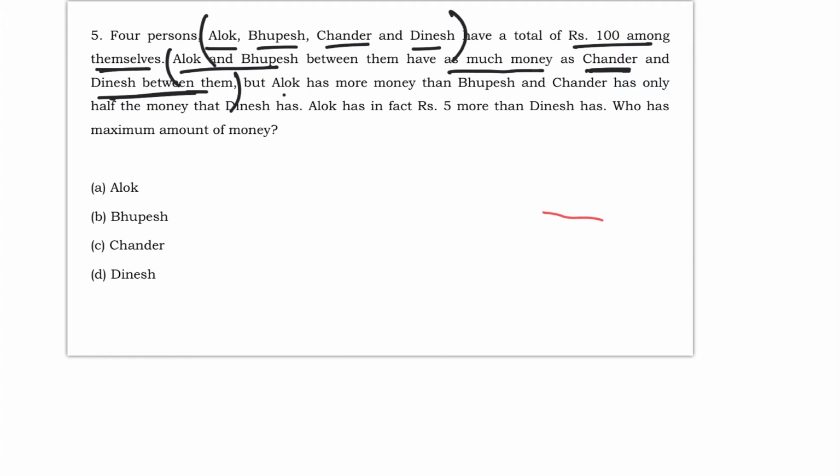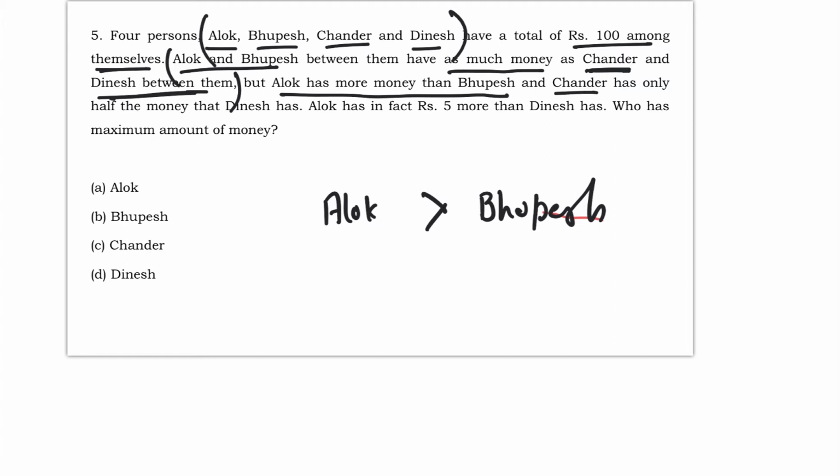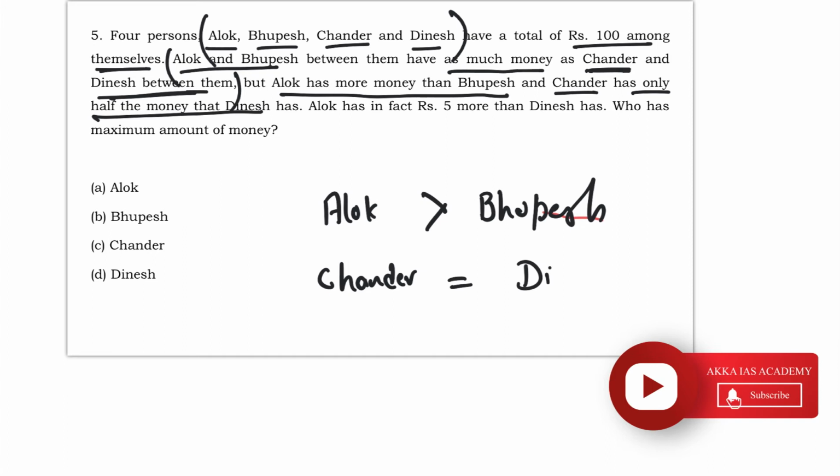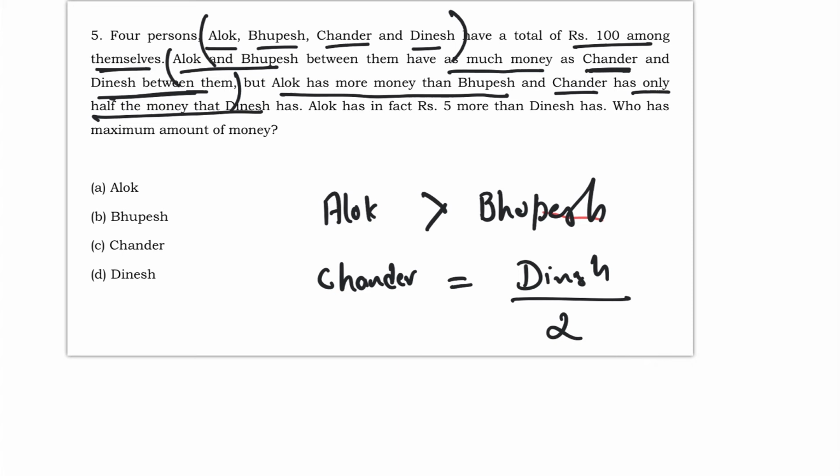But Alok has more money than Bhupesh here. Okay, so this is the first statement. And Chandra has only half of the money Dinesh has. So Dinesh will be having some amount of money, and half of that Chandra will be having. So if Dinesh is having 10 rupees, Chandra will be having 5 rupees, or if Dinesh is having 20 rupees, Chandra will be having 10 rupees. Okay, so that is the reference here.